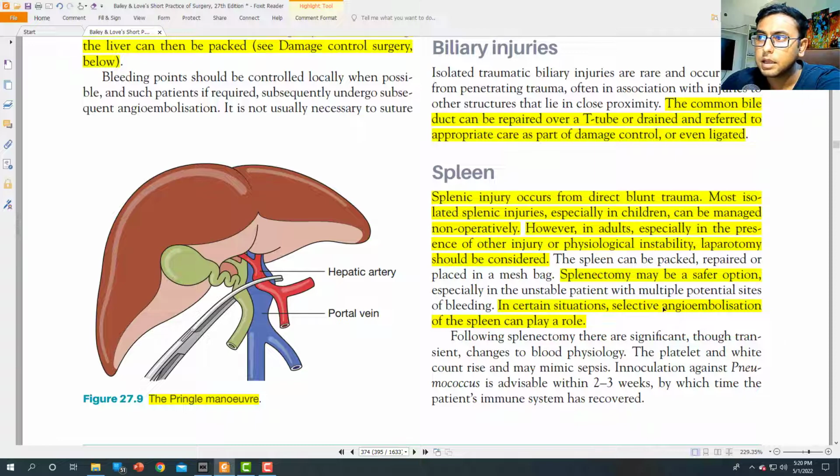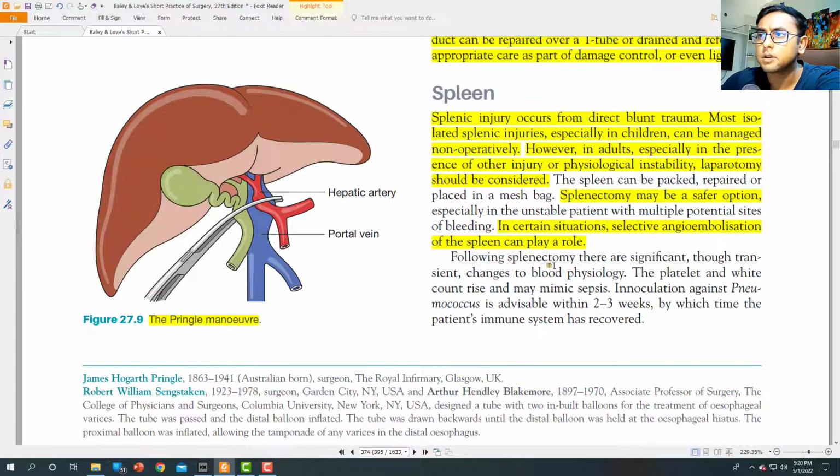Angioembolization is another technique of controlling the bleeding. Following splenectomy, there are significant transient changes to blood physiology. The platelet and white cell count may be raised. Inoculation against pneumococcus is given within 2 to 3 weeks, by which time the patient's immune system has recovered.